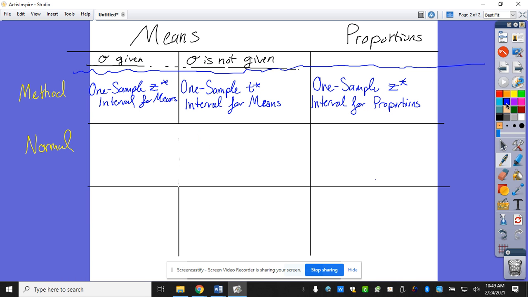So how many options do I have for checking normal when it's with means? How many options do I have for normal? 3. And these aren't necessarily in order that you have to check them this way, but what's one of the easy ones? Problem states that. And it stated specifically that what is normal? Population distribution. And sometimes they'll say it's approximately normal.